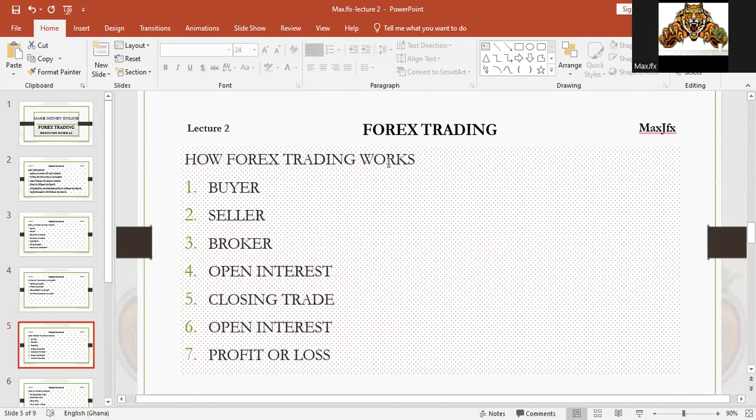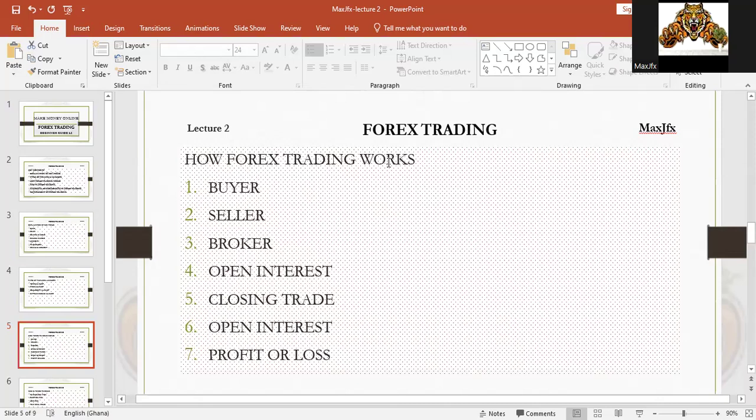And the next slide talks about how forex trading works. In forex trading, the first one, there's a buyer, there's a seller, there's a broker, there's an open interest, there's a closing trade, and seven, there's profit and loss. So the question is, who is a broker and what is an open interest? Okay, so this is how forex trading works.